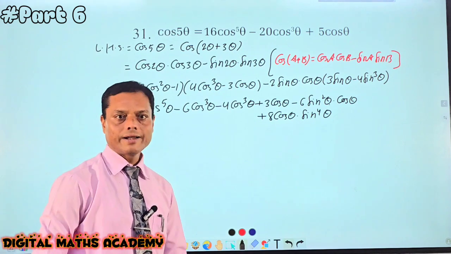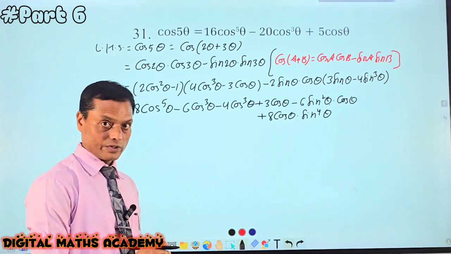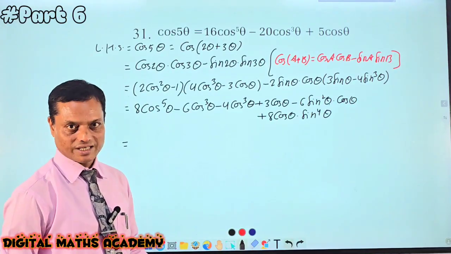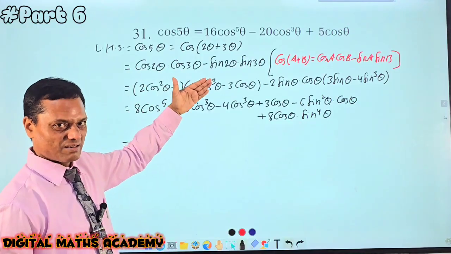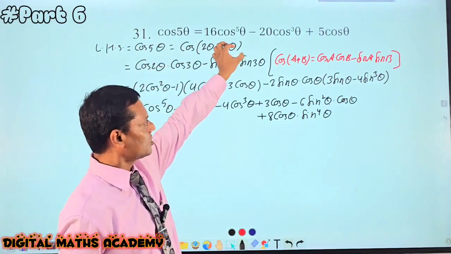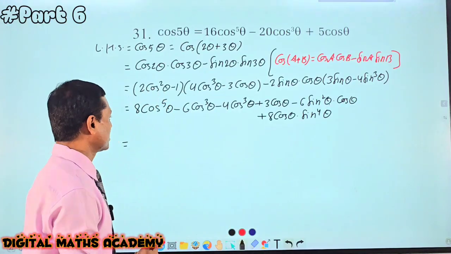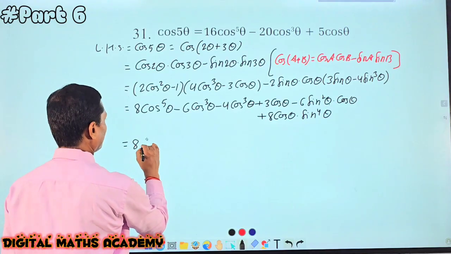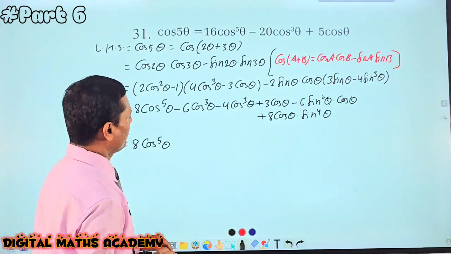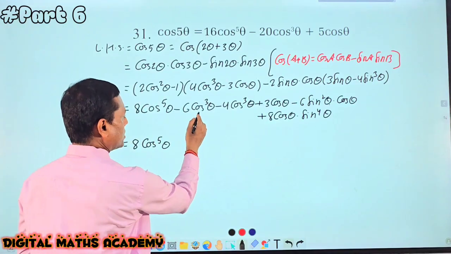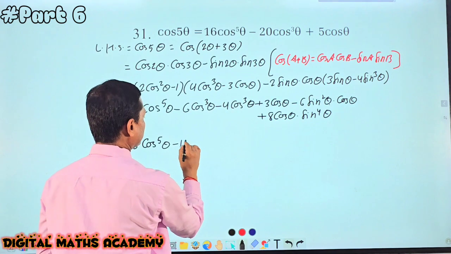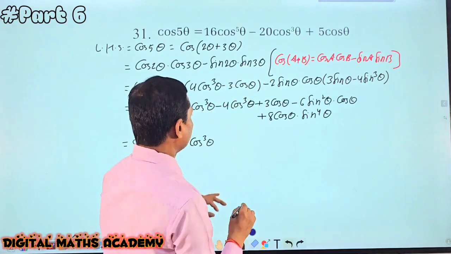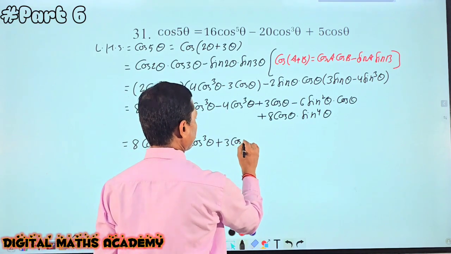So we are going to change sine into cos, right? As we have done in the previous video. In the previous video we were changing cos into sine, because we had to prove sine 5 theta, and here we have cos 5 theta in terms of cos, so we have to change sine into cos. It's already in cos, so we can write 8 cos to the power 5 theta. Clearly? Okay. See the like terms. Minus 6 cos cube minus 4 cos cube, we can write minus 10 cos cube theta. Correct? 3 cos theta, 3 cos theta.